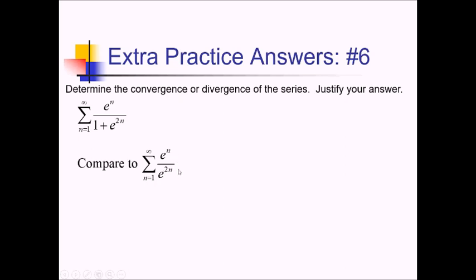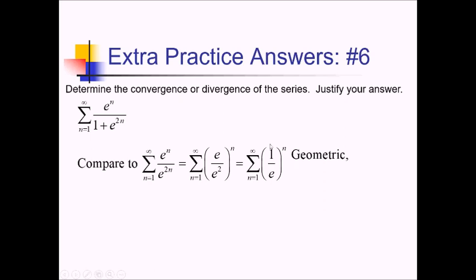And I could be a little bit clever here and take an n out of the numerator and denominator. So this is really e over e squared to the n, which is really just 1 over e to the n. So this is a geometric series. We have an absolute r value of 1 over e. And since e is a number bigger than 1, this ratio here is less than 1, which means that this series converges by the geometric series test.